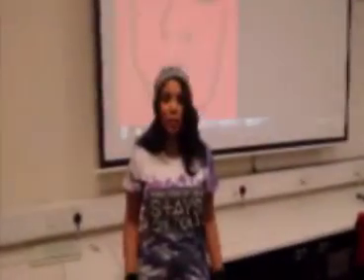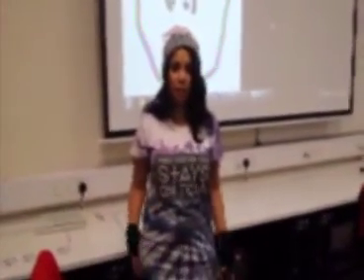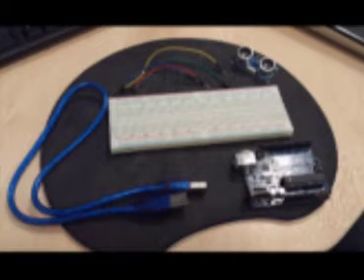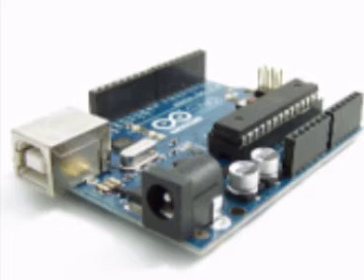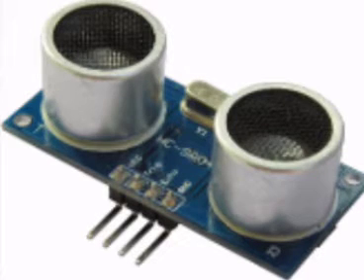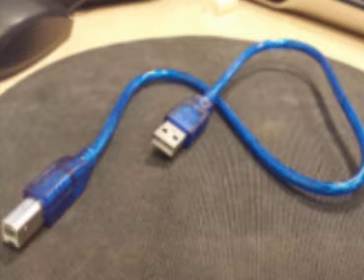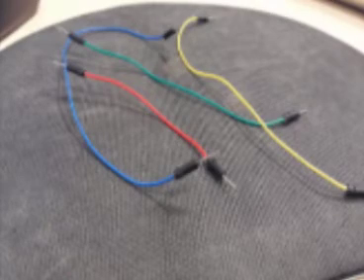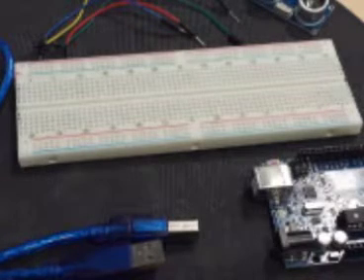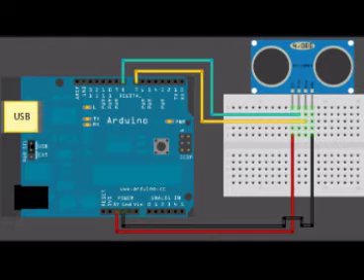Wasn't that cool? I'm going to show you how to do that at home now and show you all the coding. These are the components that were used: an Arduino Uno, an ultrasonic sensor, a USB cable, 4 wires, and a breadboard. This is the complete setup and was made using Fritzing.